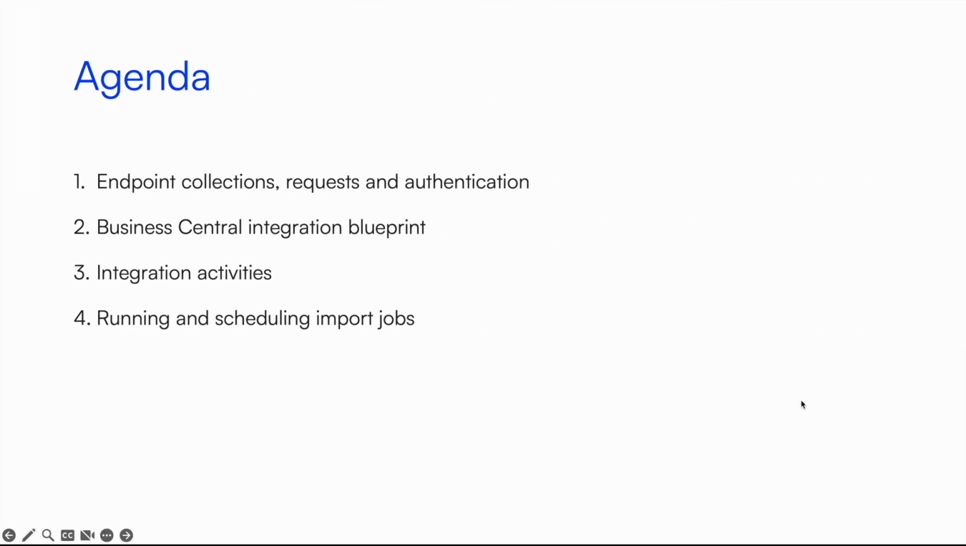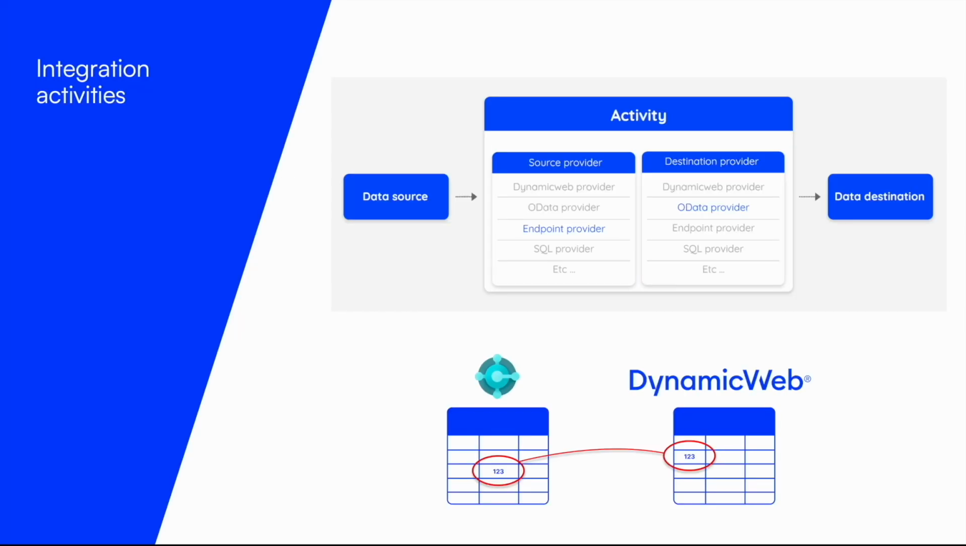Now that we have a connection up and running, we can start to actually import data from the remote system. To do so, we will be using integration activities. Now, an integration activity can be a fairly complicated subject, but in its essence, it's a configuration file that contains information about how data is mapped from a source to a destination. It utilizes providers that handle different types of sources and destinations, and an integration activity also contains a list of mappings that specify from where to where the individual pieces of data should go.